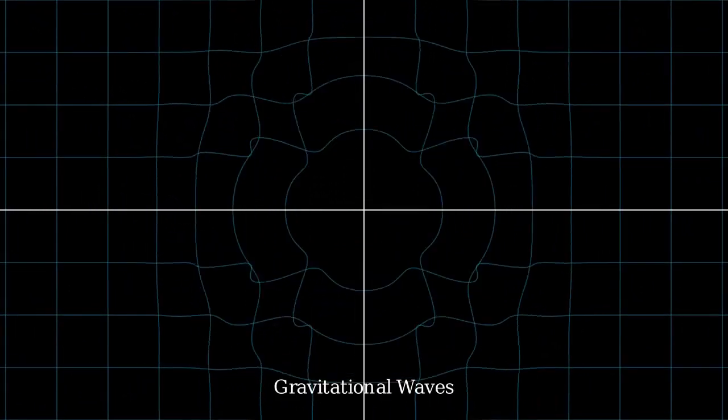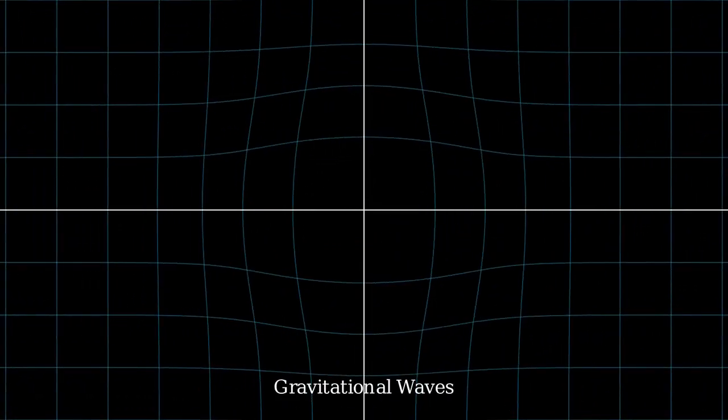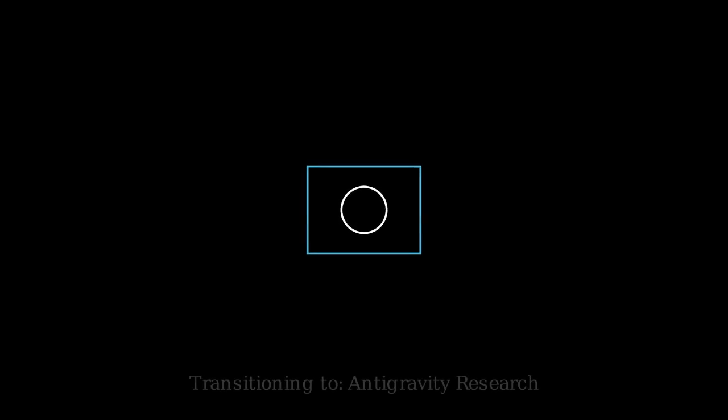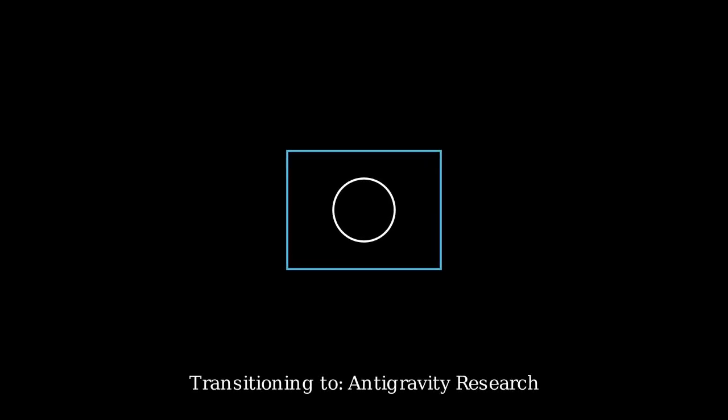Remember these 3 points. Gravity is incredibly weak, it has no local particles, and it is fundamentally geometrical. We see this geometry in gravitational waves, which are ripples moving through the fabric of space. The fundamental challenge is the scale. Now, let us step inside the lab as we transition to the world of anti-gravity research.